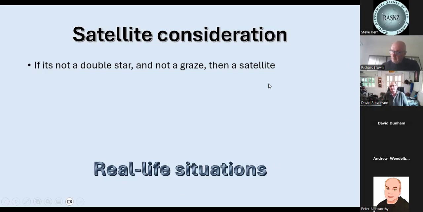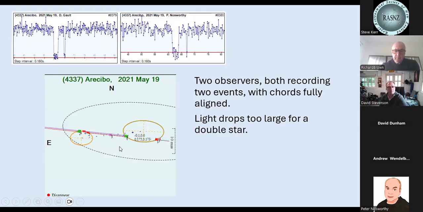So, real life situations, I'm going to step through all the CBET events and just briefly talk about what the issue was with them, so you get a handle on it. There are 1 or 2 at the end which are pending events. So Arecibo, there are the light curves.